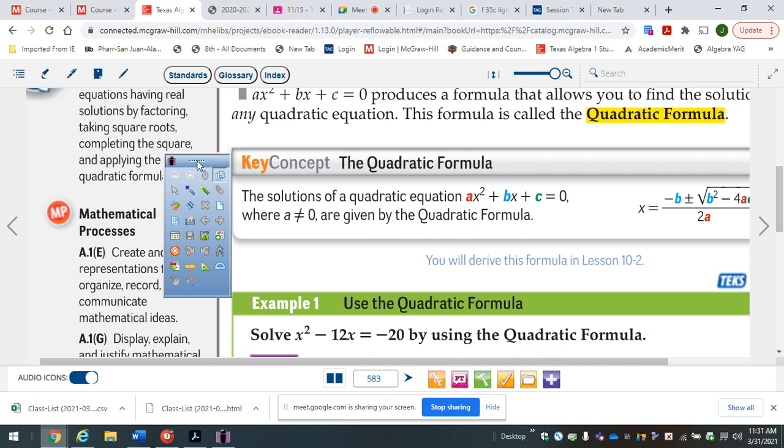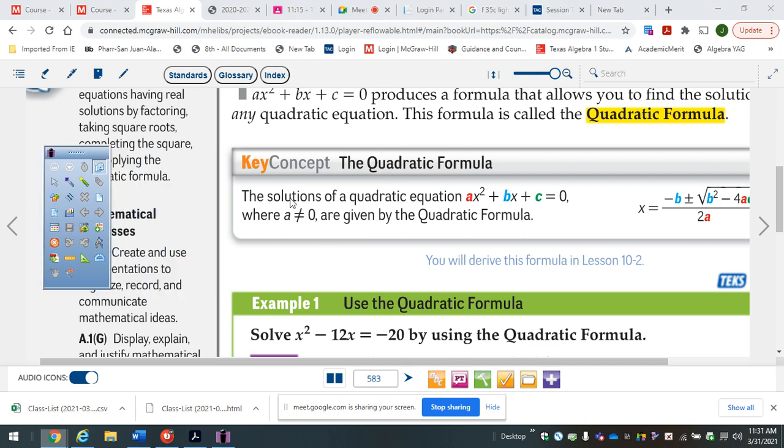Think about the solutions. What does a solution mean? Does anybody remember what a solution means? There are four words for a solution: root, x-intercept, zero, and solve. So you have those options.